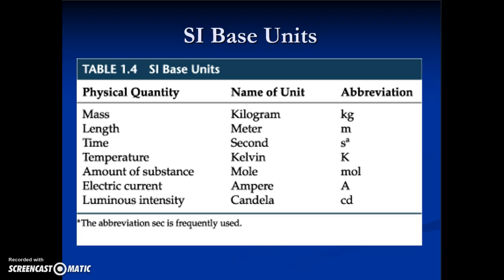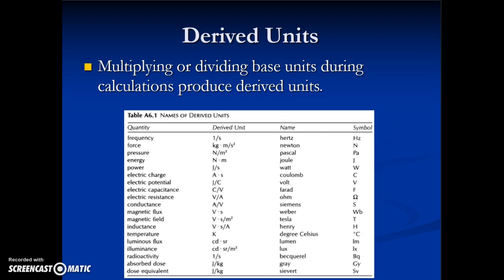The metric system is made up of a number of base units. These are the main base units. The ones we'll be using in class most often are mass, length, time, temperature, and when we get to chemistry, we will be using the concept of the mole. There are also numerous what are called derived units, which is what you get when you multiply or divide base units while solving for different formulas.